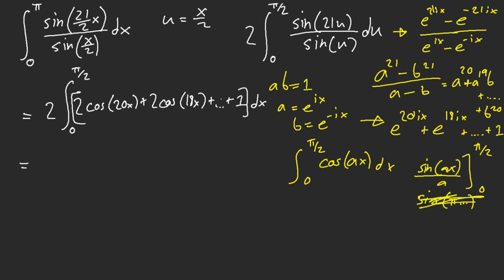Would you look at that? So then what I have left is 2 from 0 to pi over 2 dx. And so my answer, yes, it's just going to simply be pi.